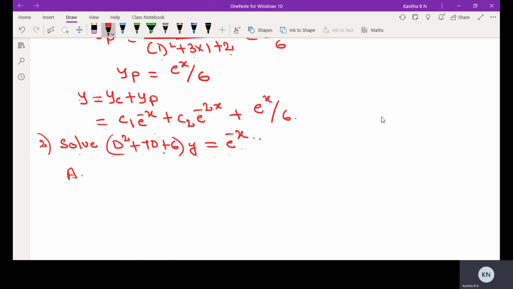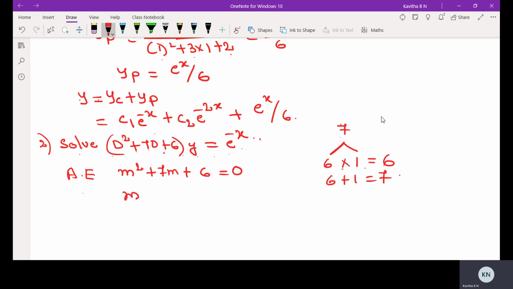Okay, first we need to find the auxiliary equation: m square plus 7m plus 6 is equal to 0. Then first we need to find the complementary function. Here 7m: 3 twos are 6, 6 ones are 6. 7 can be written as 6 and 1. 6 into 1 is 6, 6 plus 1 is equal to 7.